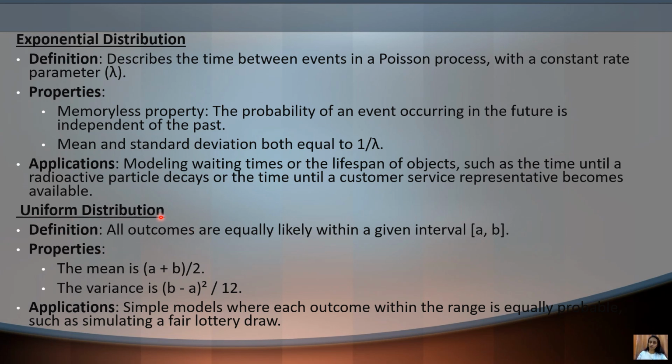Next, moving on to the uniform distribution, where all outcomes are equally likely within the given interval A and B. Consider the given interval A and B, where A is the initial limit and B is the upper limit. All outcomes are equally likely within the given interval. This is known as the uniform distribution. So what are the properties? The mean is (A+B) divided by 2, and the variance is (B minus A) whole square divided by 12, and this defines the uniform distribution.